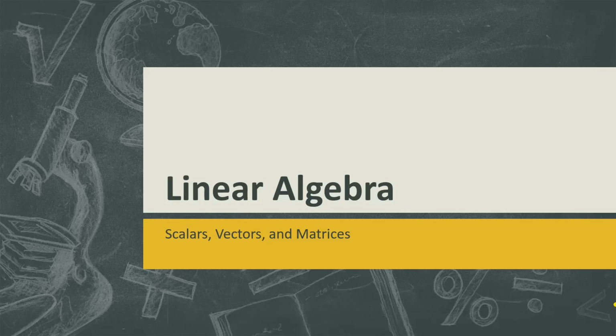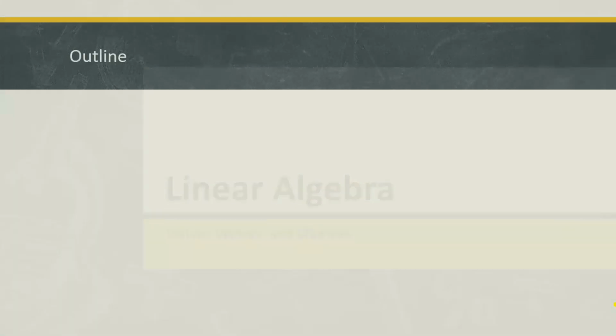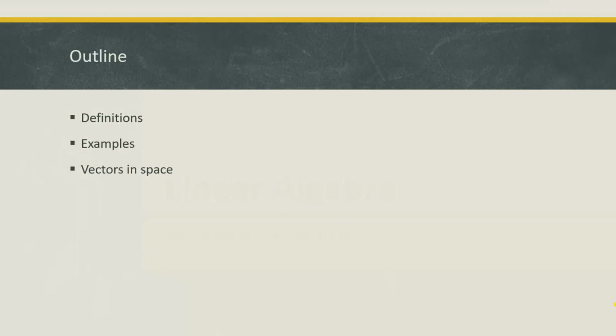So it'll be very important that we are on the same page in terms of the terminology and the notation and the rules. So for this lesson, in terms of an outline, we'll start with some basic definitions, we'll move into a few examples, and then we'll discuss a final concept which has to do with vectors in space.